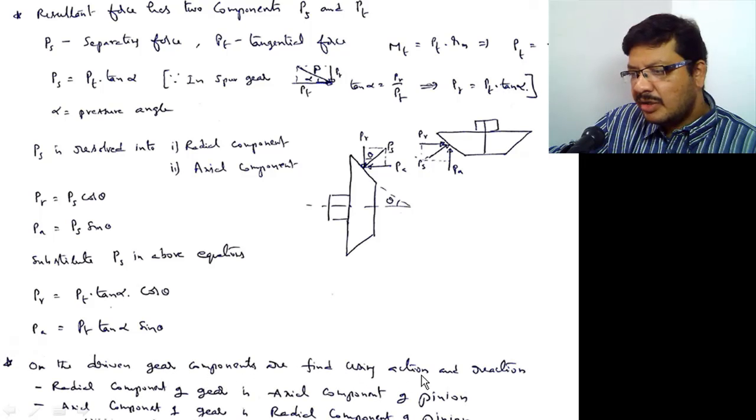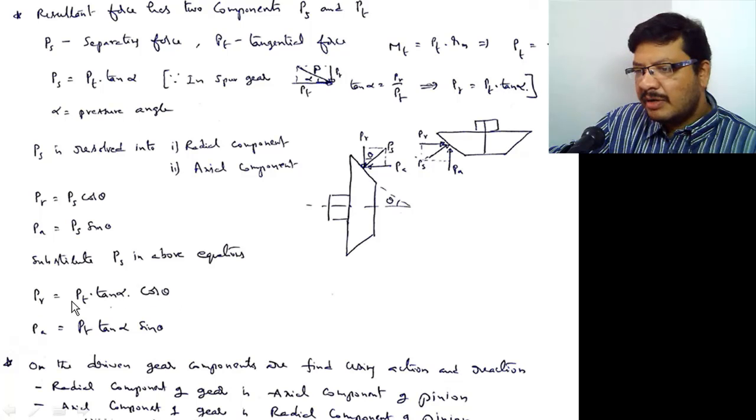On the driven gear, components are found using the action and reaction concept. Here, the radial component of the gear is the axial component of the pinion. The axial component of the gear is the radial component of the pinion. For spur gears, this theta is 0. If you consider theta as 0, then cos 0 value is 1. Automatically, the radial component is PT tan alpha. That means this equation is satisfied by taking theta as 0. When theta is 0, sin theta value is 0. That means PA value is 0. That means in spur gears the axial component is 0. In that way, you can verify these equations for spur gears also. So, these are the equations for radial component and axial component of bevel gears.